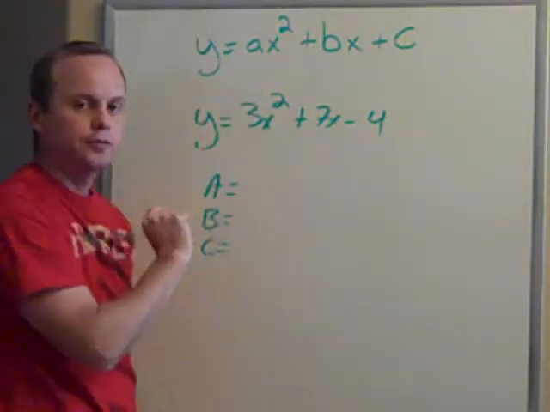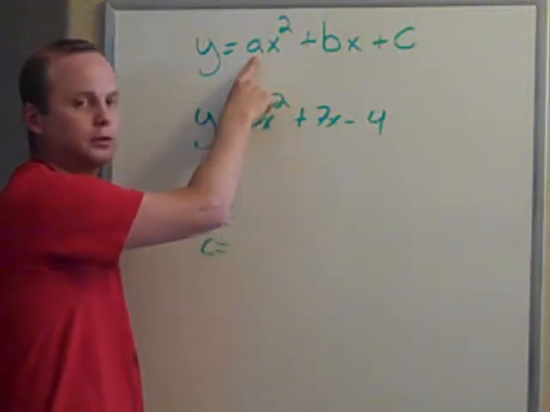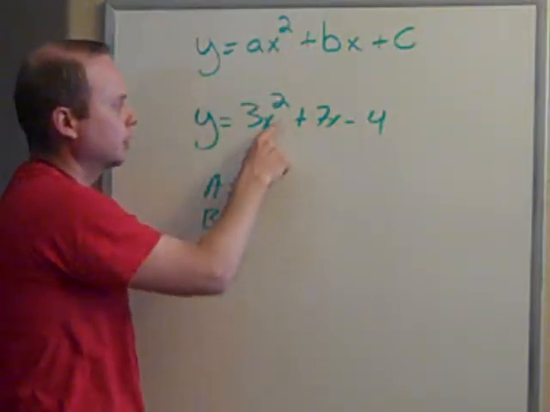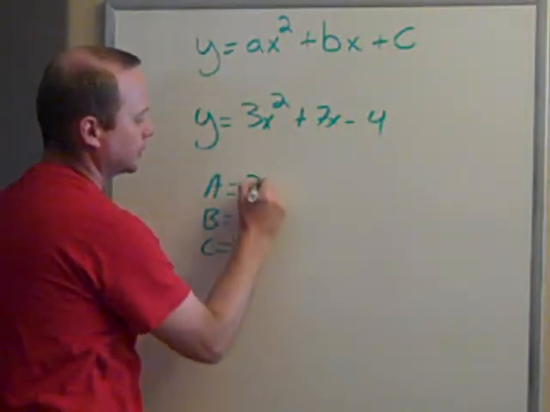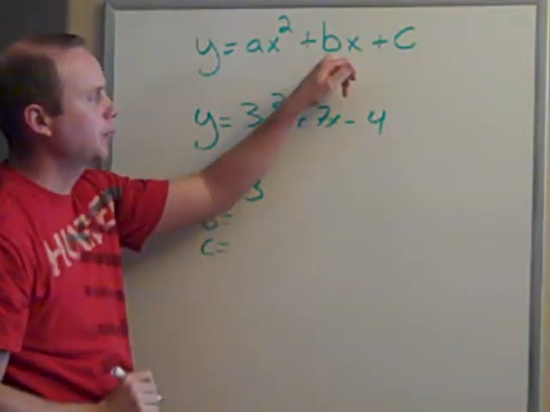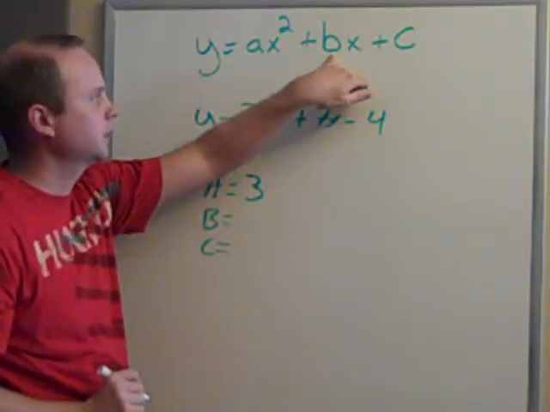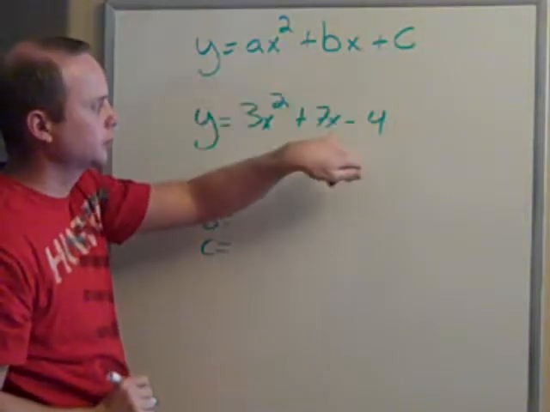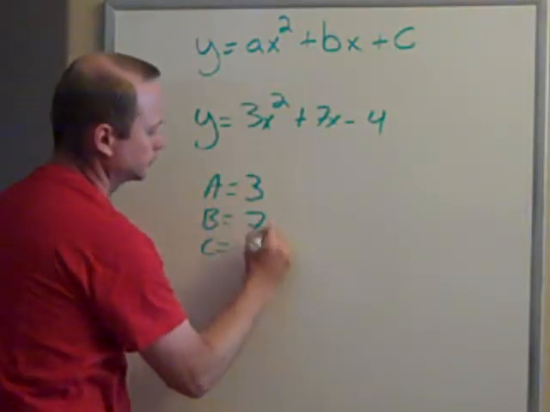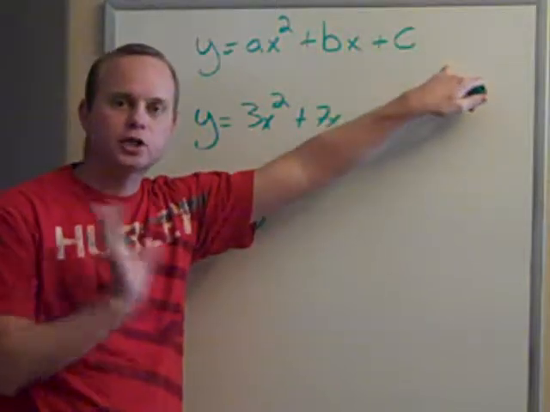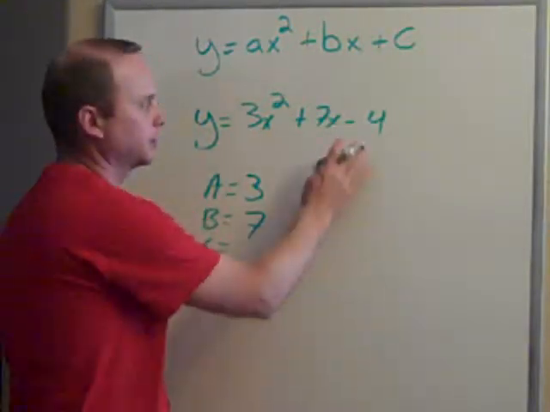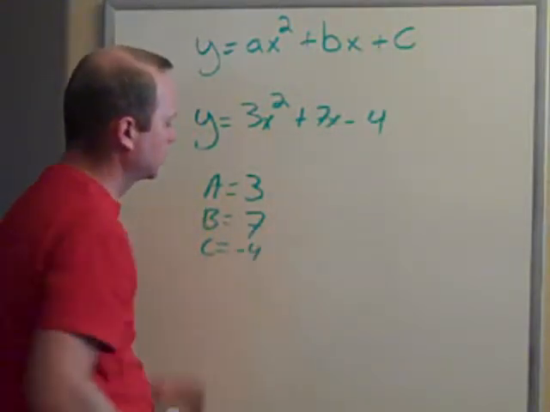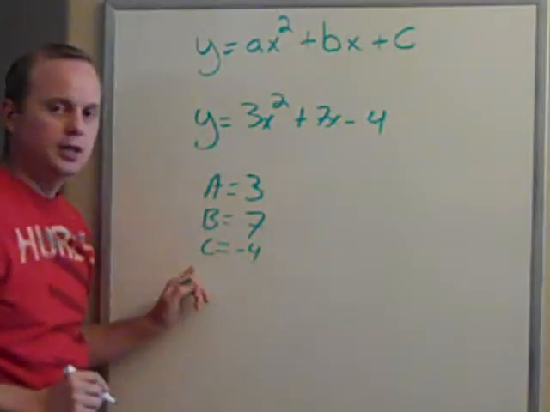A is the coefficient, the number before the variable on the x squared. So a in this case would equal positive 3. Our b is our middle term. We call this our linear term. It's got just the x with the exponent of 1, so it's a coefficient of that one. In this case, it's 7. And our c is our constant. That's just our number. There's no variable associated with it. In this case, it's negative 4. Okay, so a, b, and c.